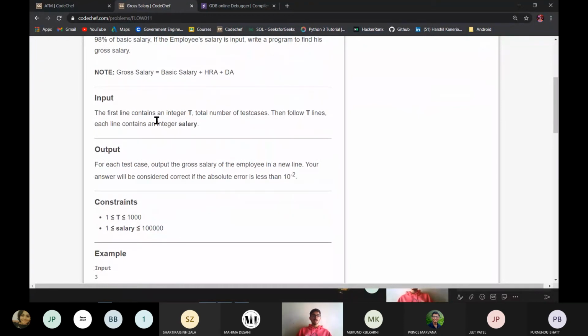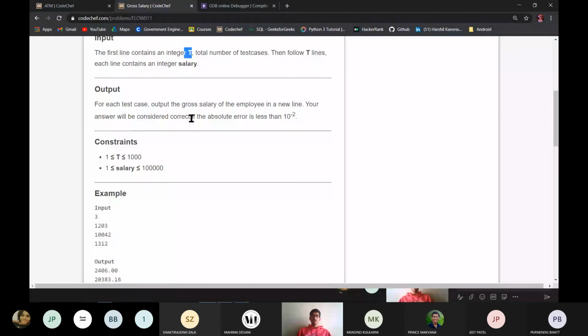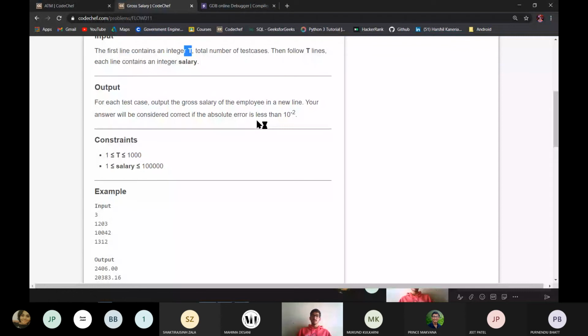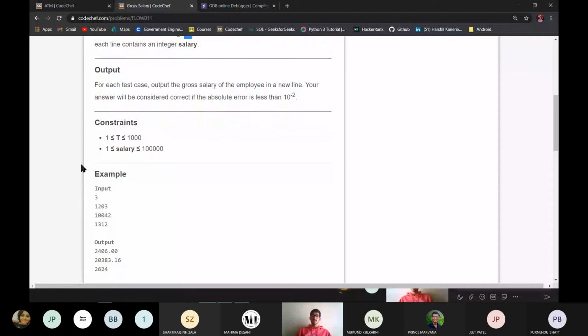First of all, we will get t, the number of test cases, from the user. Then the following t lines, each line contains an integer salary. In output, for each test case, output the gross salary of an employee in a new line, and your answer will be considered correct if the absolute error is less than 10 raised to minus 2.